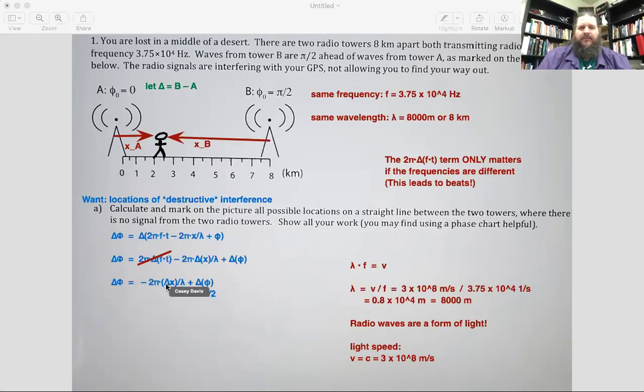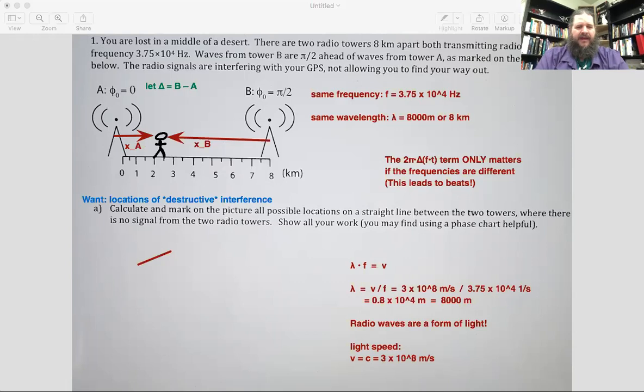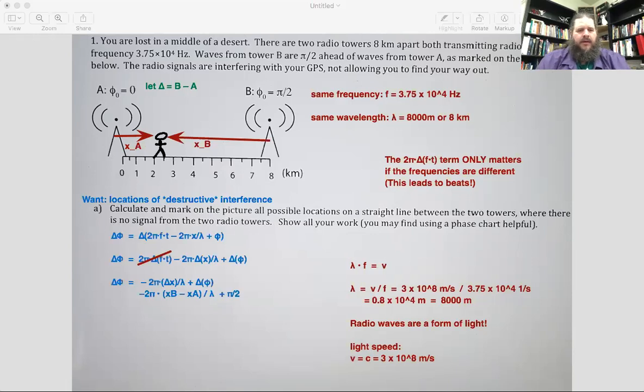As for delta x, we're going to subtract xb minus xa. So we'll have -2 pi times xb minus xa divided by wavelength. And now we just need to figure out how to deal with xb and xa, because we know the wavelength, 8,000 meters. What do we know about xb and xa? Do we know anything about how those two distances relate to each other?